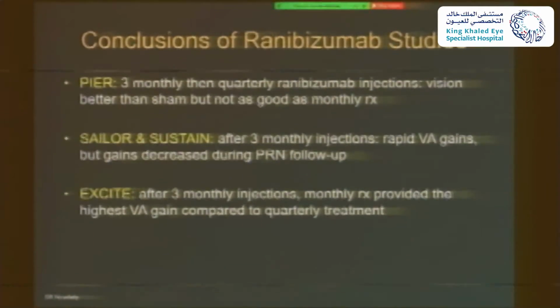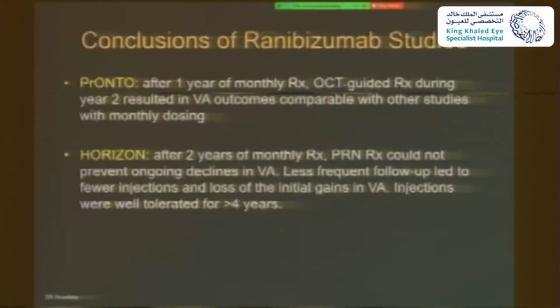The SAILOR and the SUSTAIN studies basically showed that after 3 monthly injections, you get a rapid visual gain, but the gains decreased with time, especially when you start to have a follow-up of PRN, 2 years later. The EXCITE study basically showed that the monthly treatment provided the highest visual acuity gain compared to every 3 months treatment. People were trying all kinds of combinations.